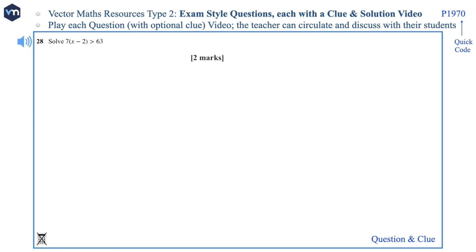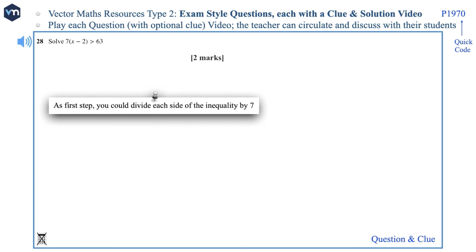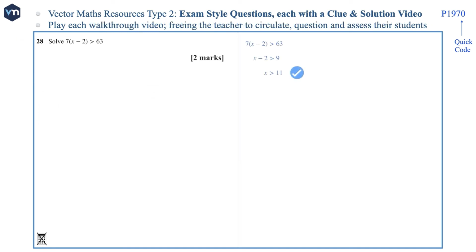Question 28. Solve 7(x - 2) is greater than 63. As a first step, you could divide each side of the inequality by 7. We can divide each side by 7, and since 7 is not negative, we do not need to reverse the sign of the inequality. Now 63 divided by 7 is 9, so we may write x - 2 is greater than 9, and adding 2 to both sides, x is greater than 11.